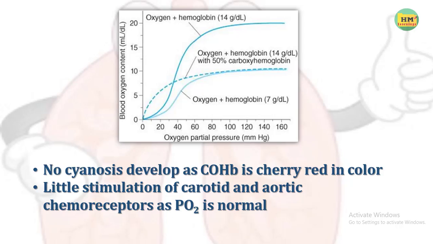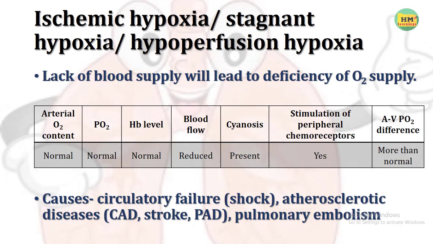Then we move on to the next type of hypoxia, which is the ischemic hypoxia or the stagnant hypoxia. So in this type of hypoxia, the atmosphere is normal, so the PO2 is normal. Oxygenation and the diffusion at the lungs is also normal. The PO2 is normal. Hemoglobin is normal. Hemoglobin saturation is also normal. Arterial oxygen content is normal, but the blood flow is not normal. The blood flow is reduced.